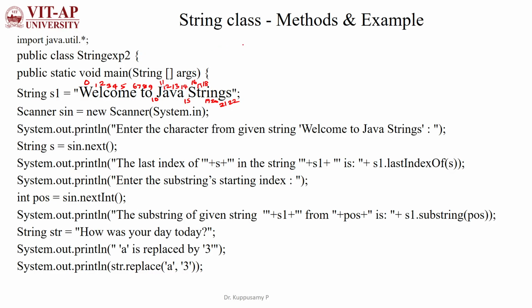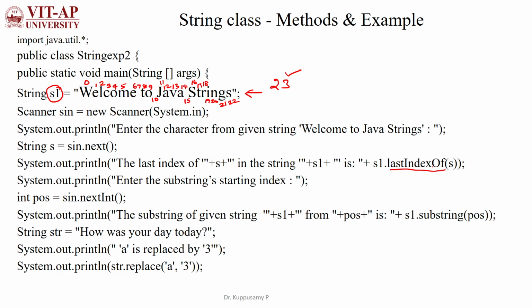Here we are going to experiment with a few methods from the string class. Initially, we are creating the variable s1 with a primitive data type, and the value assigned has a length of 23 characters: "welcome to Java strings", which has length 23.